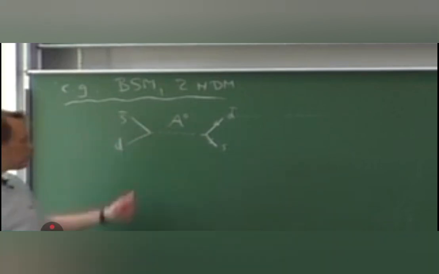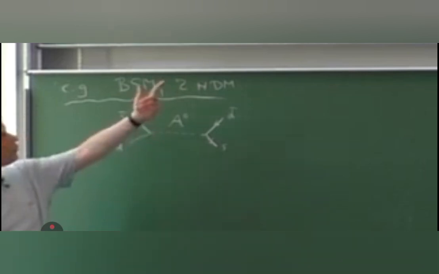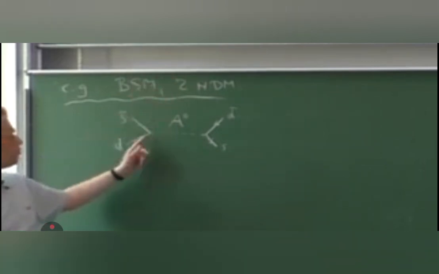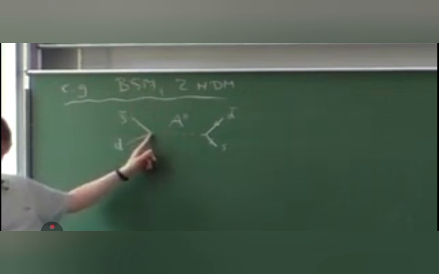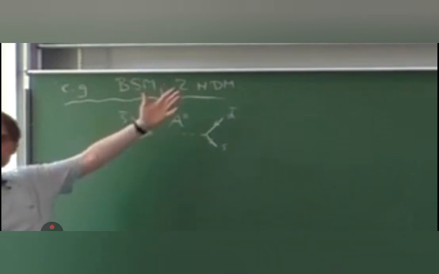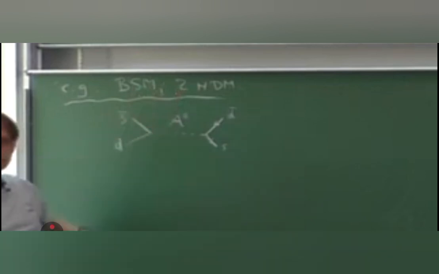And then there is no loop suppression. There is no CKM suppression, because that is a different matrix which might have very large off-diagonal entries. And of course there is no GIM mechanism. So all three suppressions are absent.